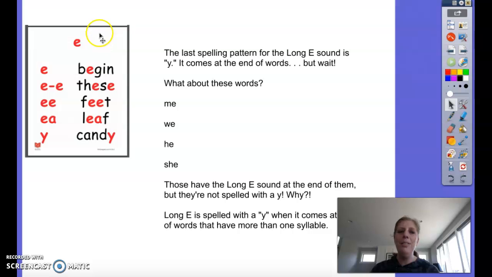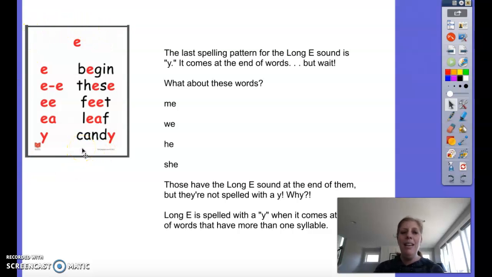So now what you can do is take your visual aid packet and write Y, like candy, at the bottom of the long E section. Okay, that's the last spelling pattern for long E. Now let's take a look up here. It says the last spelling pattern for the long E sound is Y. It comes at the end of words.